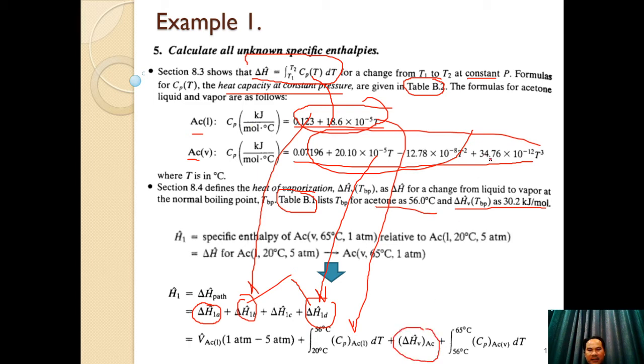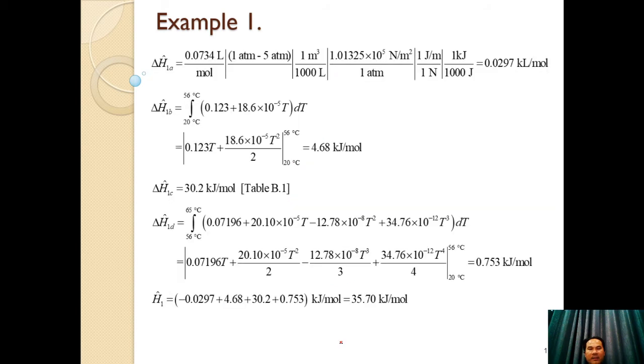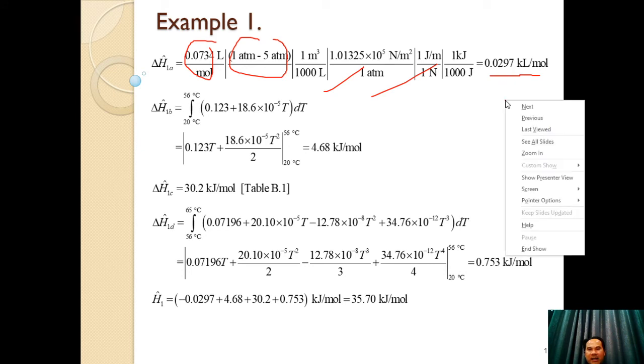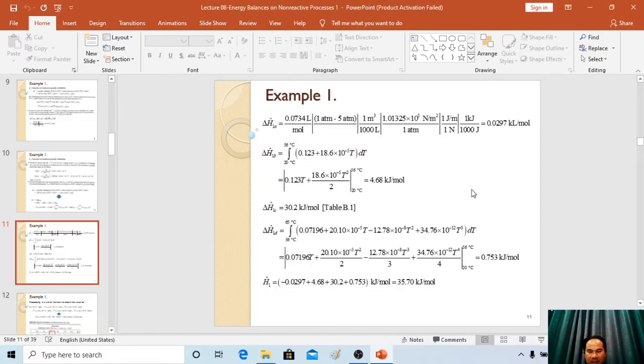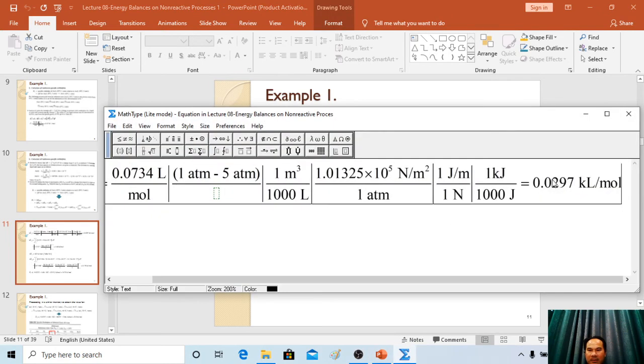And the last term changes from 56 to 65. This is the vapor phase. You substitute it, and then you calculate for the first one, delta S1A. This is the V delta P. This is the volume, this is delta P, and this is the unit conversion. And then you get 0.02. For this case, it is a minor value.